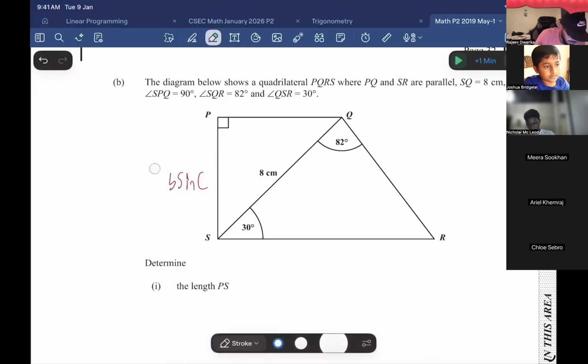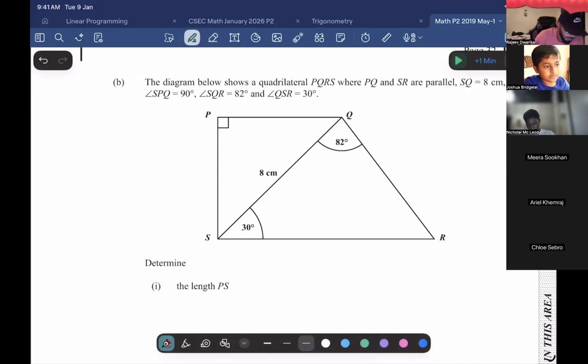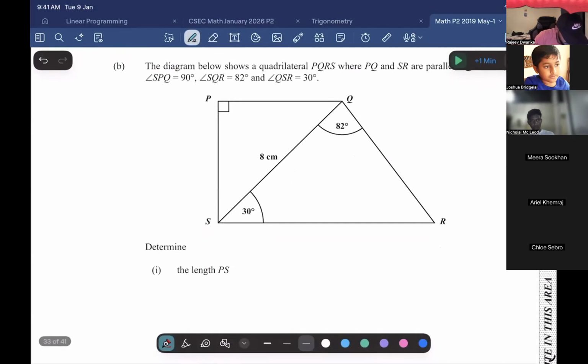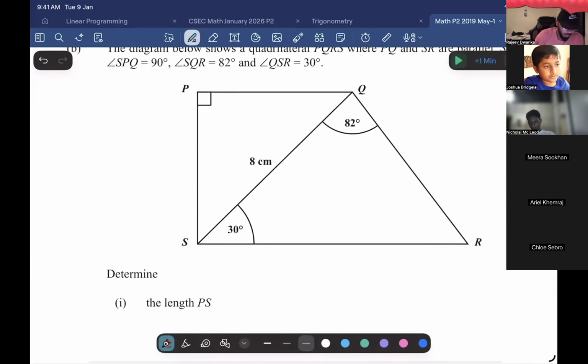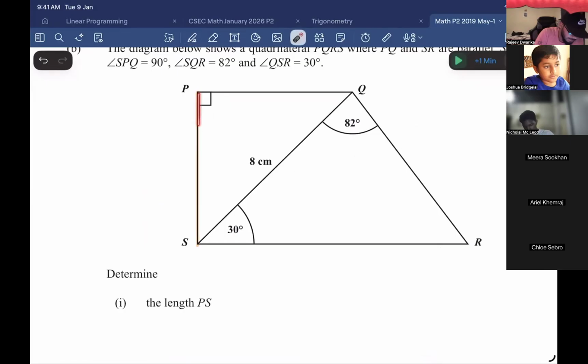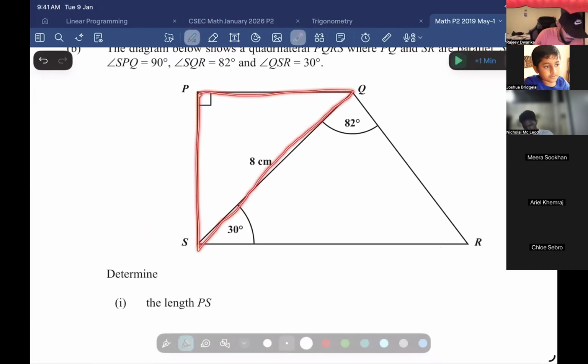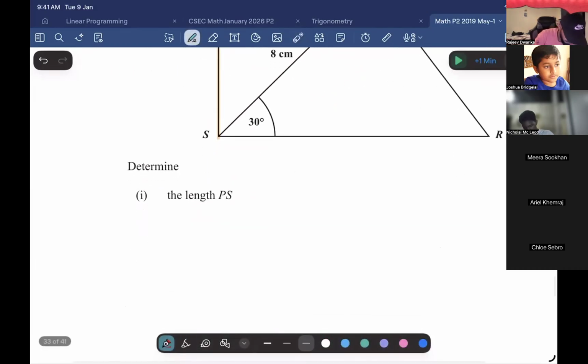Okay, well, let me attempt this question, right? This question is going to test past knowledge. So they want us to determine the length of PS. We first need to figure out where PS is, right? Could everybody see that this is PS? Yes. And this is associated with what kind of triangle? It's a 90 degrees. Right, anytime you have a right angle triangle, what are the two things you could do?